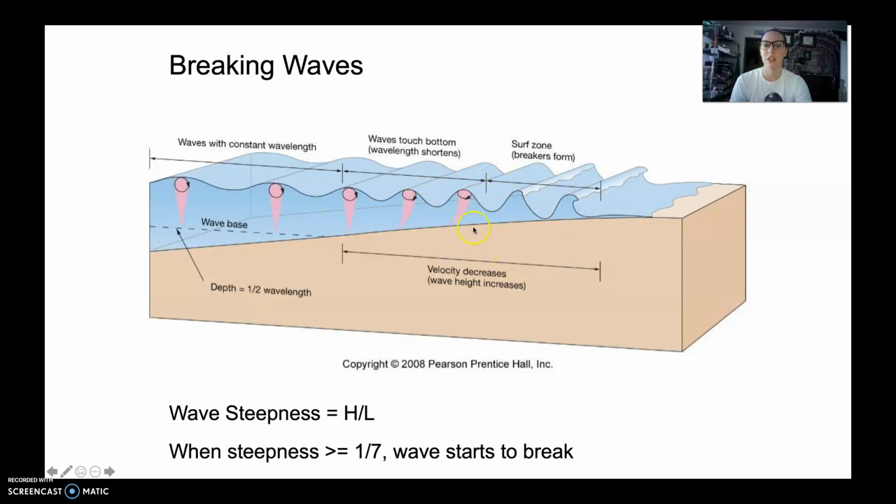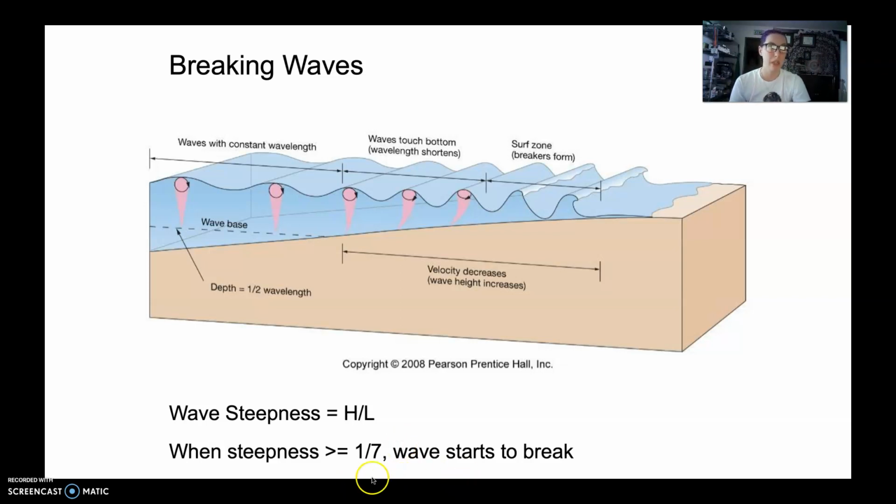decreases, so the speed decreases and the height increases, and the wave steepness is defined as the height over the length. And then once that steepness is greater than or equal to the ratio of 1/7, then that wave starts to kind of topple over and break.